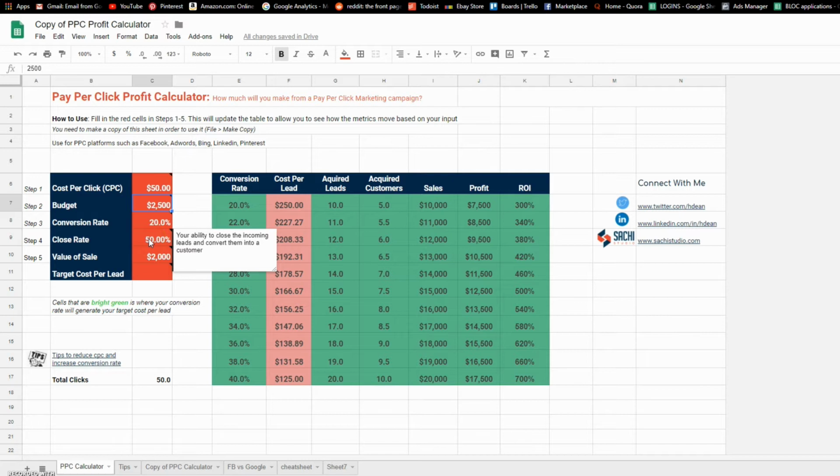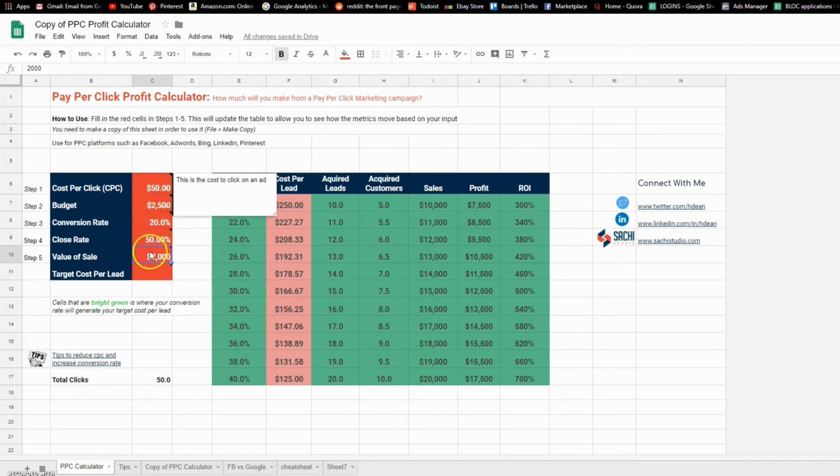So let's say I'm not just a good lawyer, but I'm a good salesperson as well, and my closing rate is 50%. So for every 10 leads, I will close 5 of them into clients. And the value of the sale is basically how much is one client worth to me. In this case, one client is worth $2,000. I stand to make $2,000 from one client.